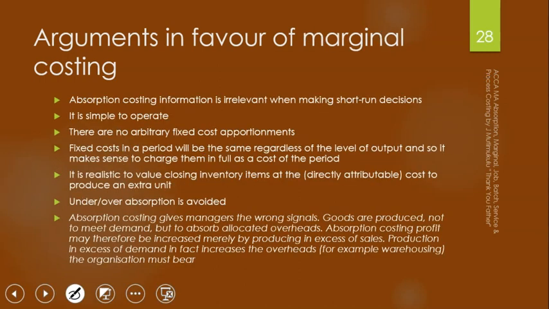What about the arguments in favor of marginal costing? We are saying here absorption costing information is irrelevant when making short-run decisions. In the short run, the fixed costs are irrelevant. So when we want to make quick short-run decisions, it's better to rely on the cost which we can control, that is the variable cost. It is simple to operate. There is no arbitrary fixed cost apportionment.